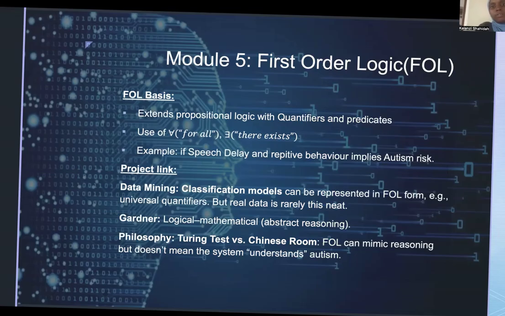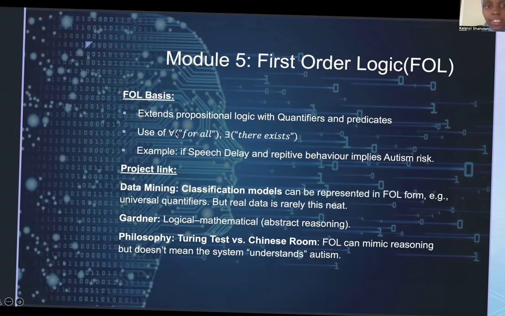Then the next is first order logic in the fifth module. First order logic builds on propositional logic by allowing objects to communicate, by allowing us to talk about objects through relationships. How? We consider these signs for the predicates. Because first order logic extends propositional logic with quantifiers and predicates.